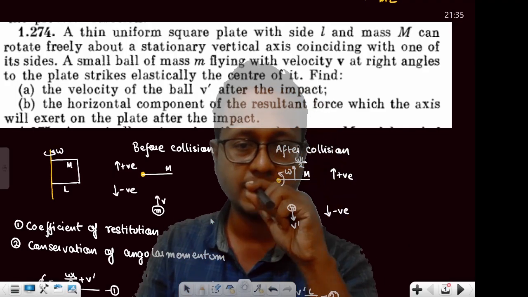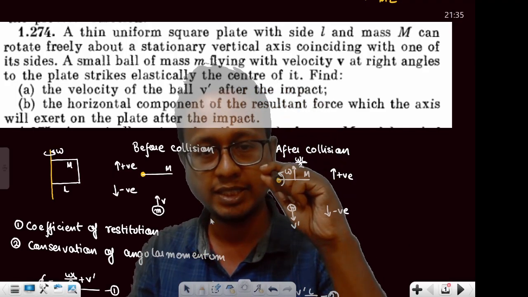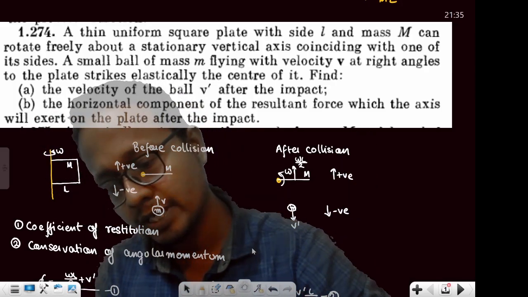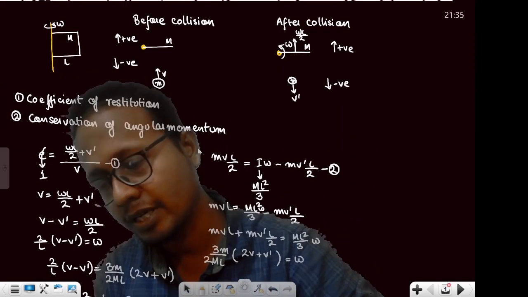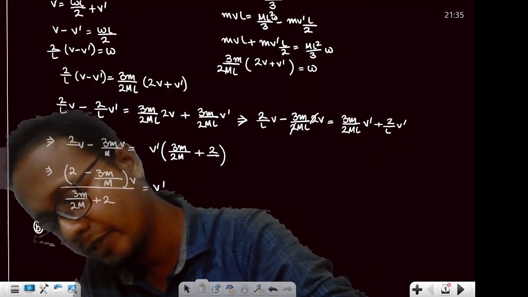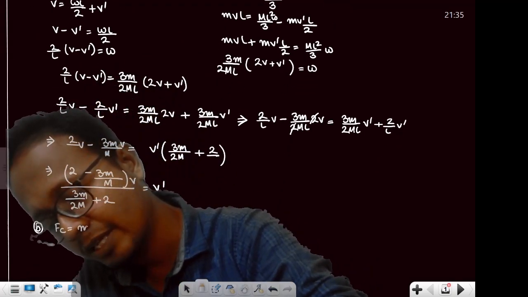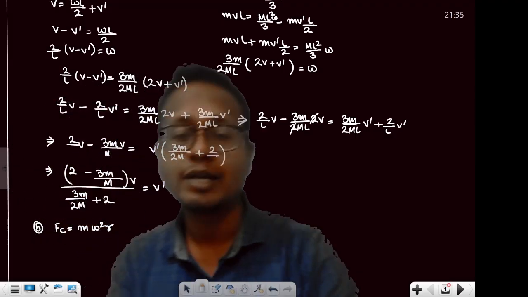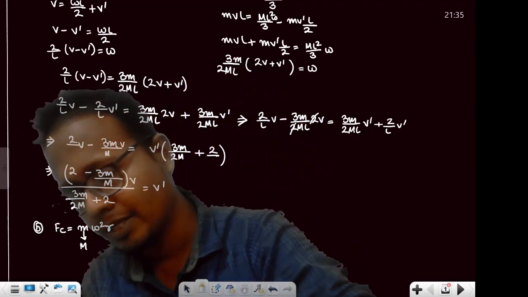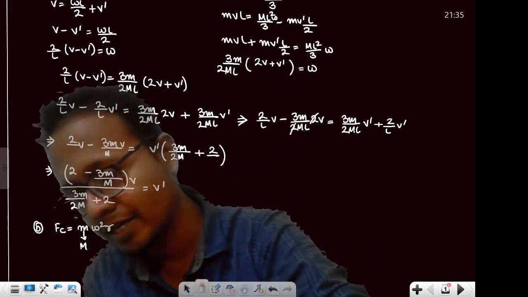And that is nothing but the centripetal force. And the centripetal force exerted by this hinge out here is nothing but m omega square r. Okay, so centripetal force is nothing but m omega square r. I very much understand that. So part B of the question, centripetal force is equal to m omega square r. Now lies the trouble. What is the value of m? Mass of the block or mass of the rectangular slab. What is the value of r?